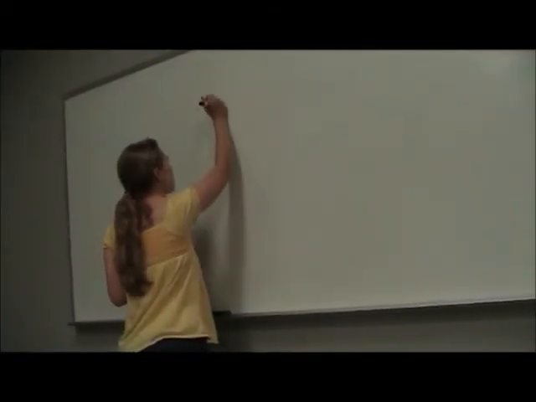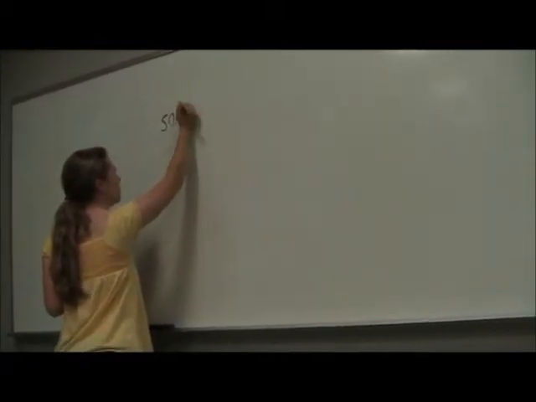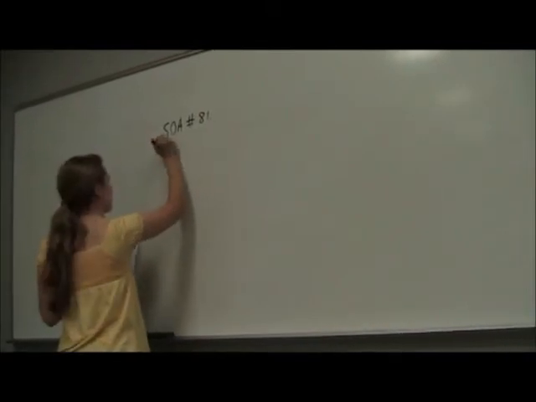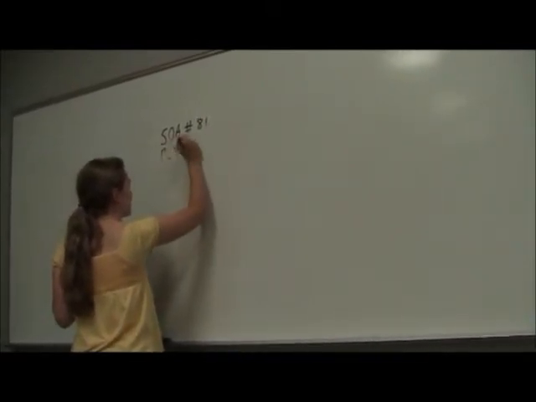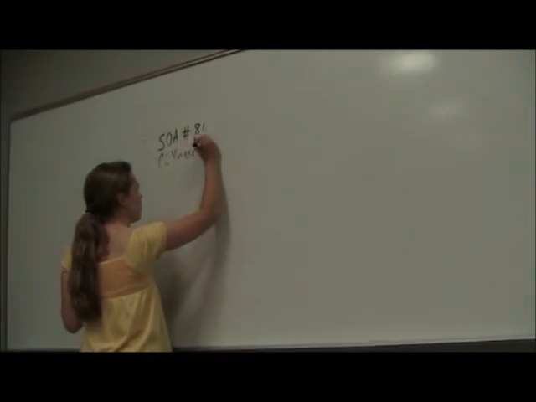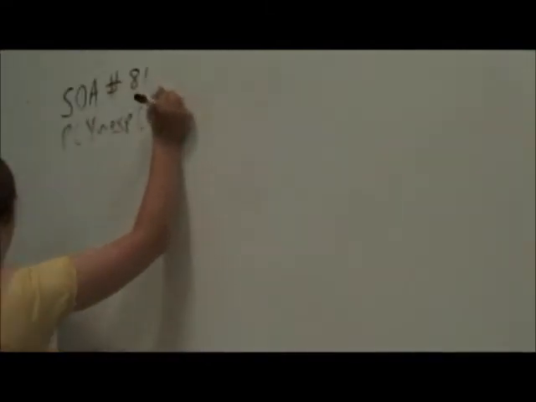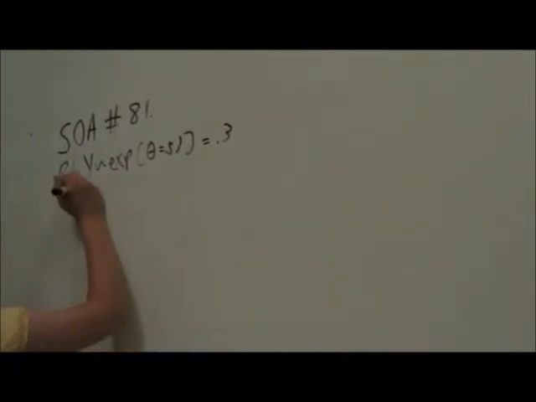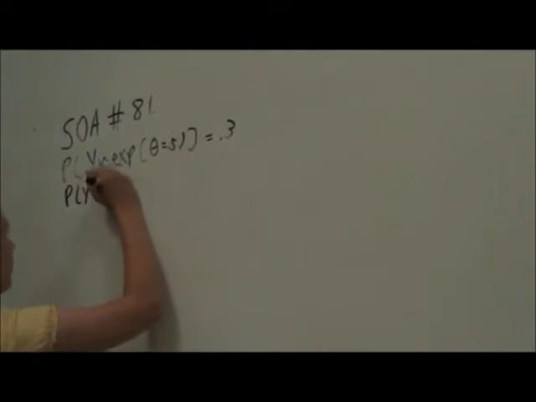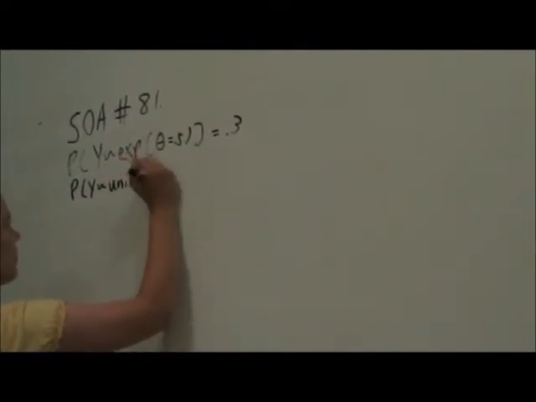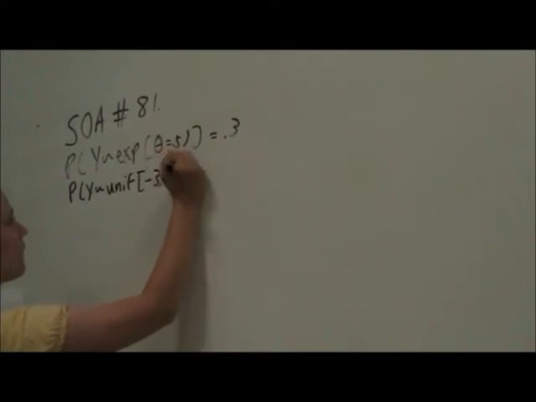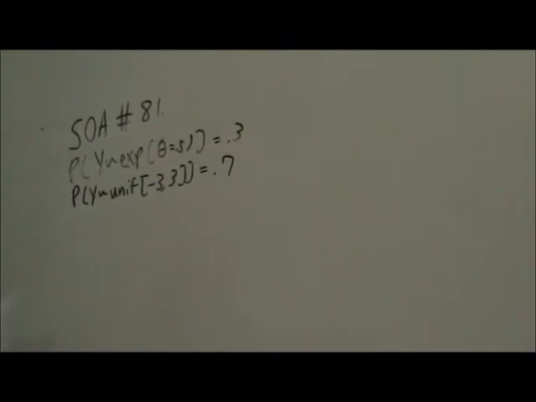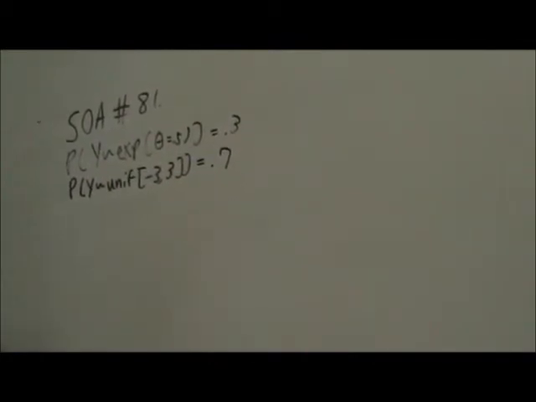All right, our next problem is going to be SOA problem number 81. In this problem, we are told that the probability that y is an exponential distribution with parameter equal to 0.5 is 0.3, and the probability that y is a uniform from -3 to +3 equals 0.7. Then they want us to simulate a random number from this distribution.